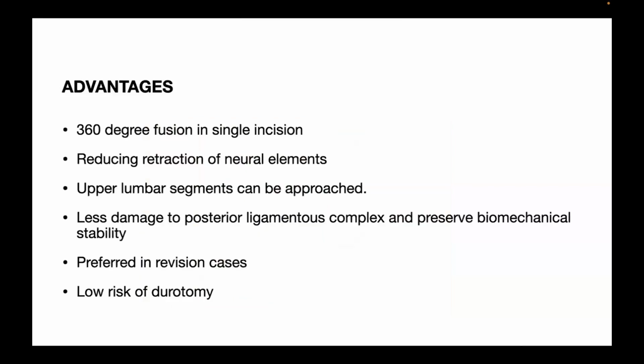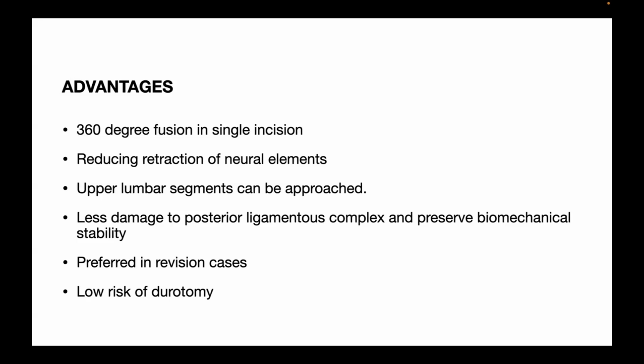Advantages of the TLIF is a 360-degree fusion in a single incision. It reduces the retraction of neural elements, which is one of the most important advantages. The upper segments of the lumbar spine can be approached where there is not much retraction required. Less damage to the posterior ligamentous complex with preserved biomechanical stability. It is one of the preferred procedures for revision surgeries.